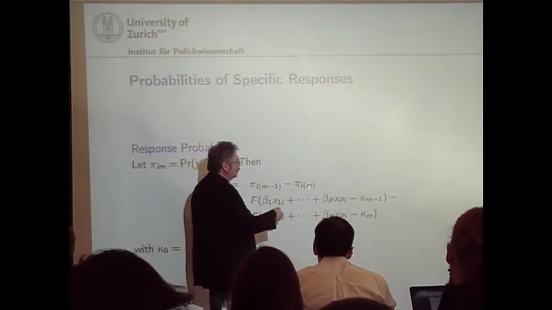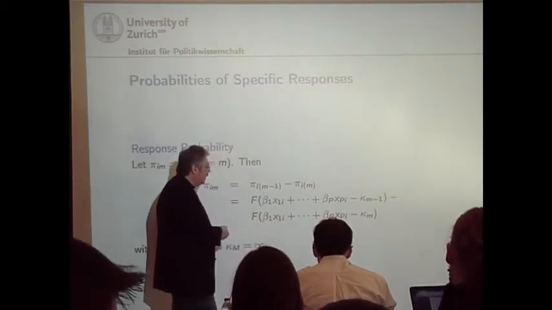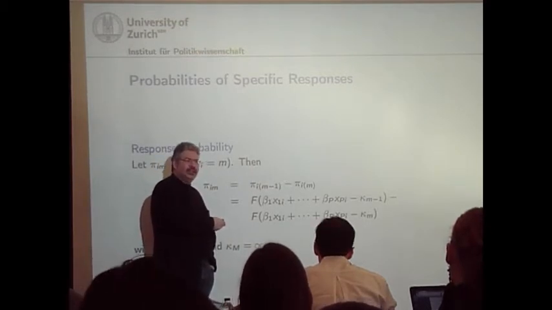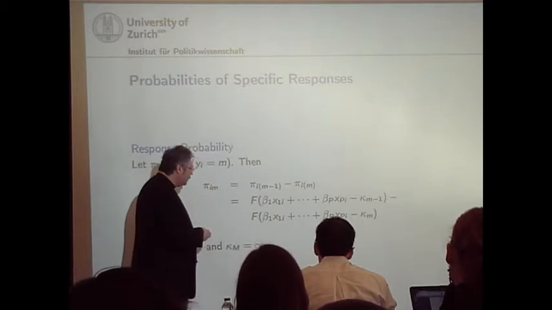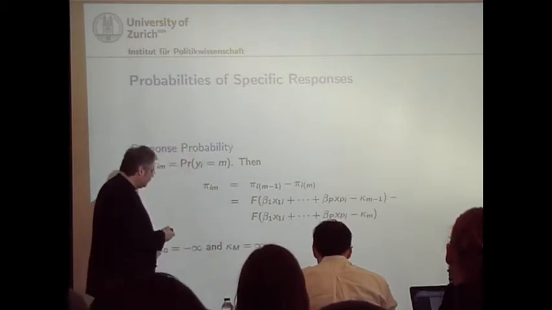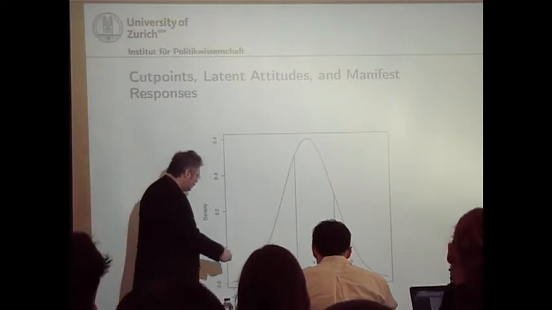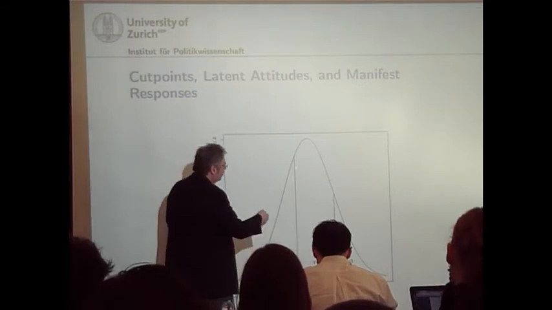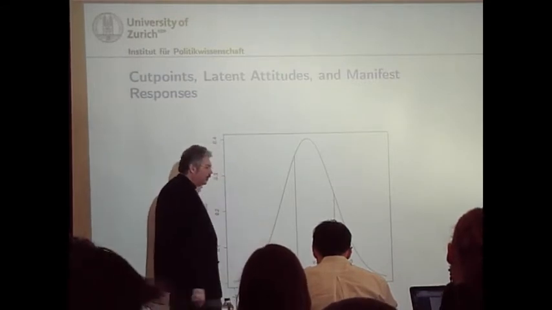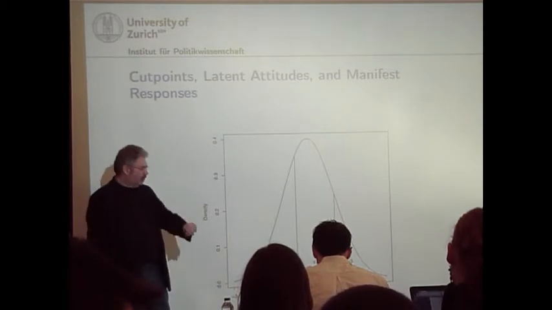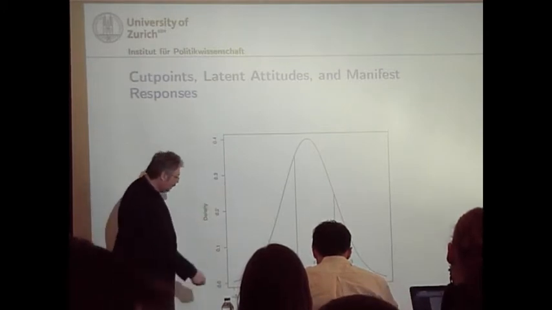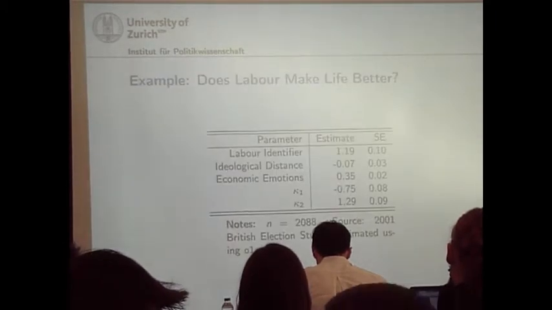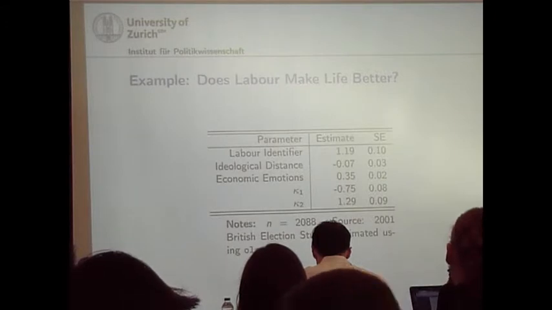Say that M is your first category, then what is pi_{m-1}? It doesn't exist. But the way we solve that is to say, if I want to know the probability of being in category 1, it is equal to one minus the probability of being in a category greater than 1. That's effectively our probability. So here are the estimates.